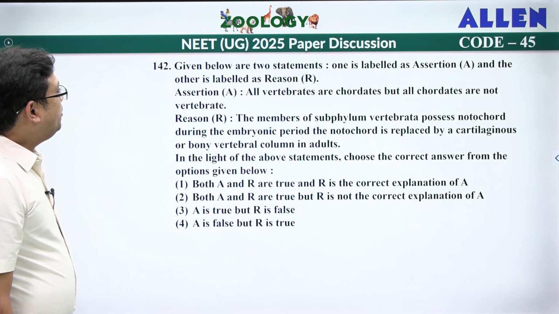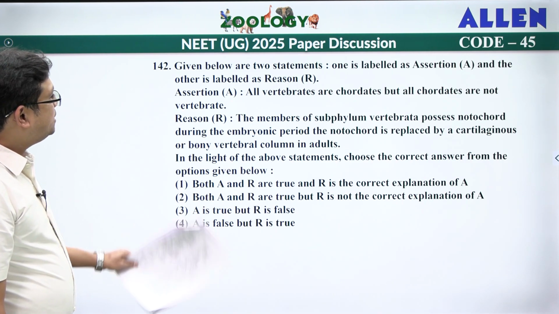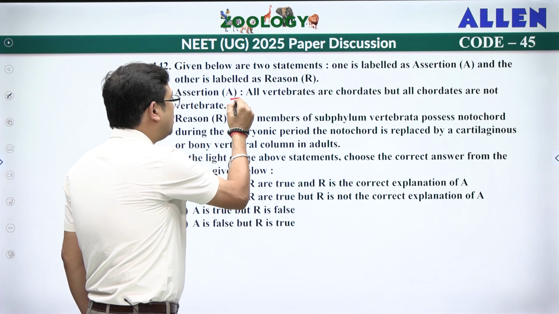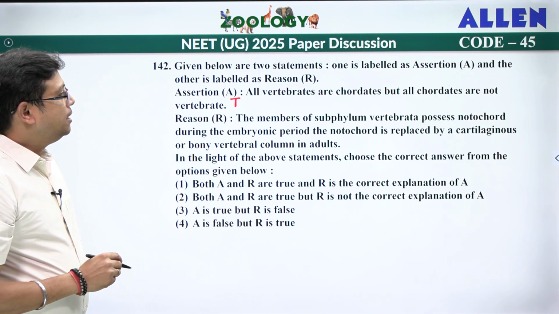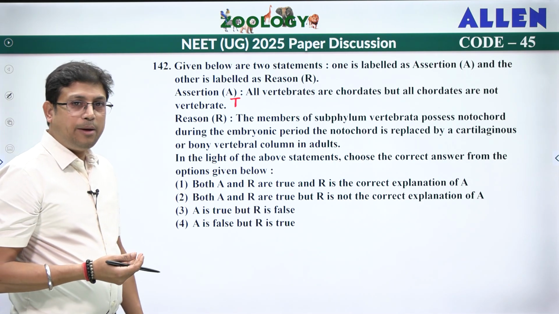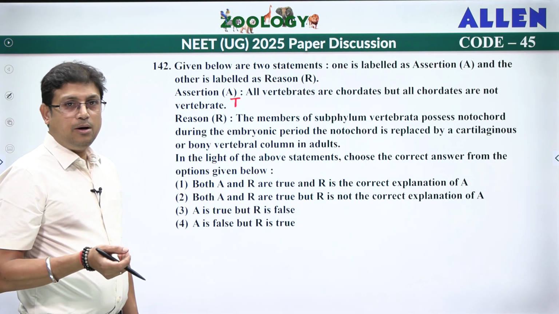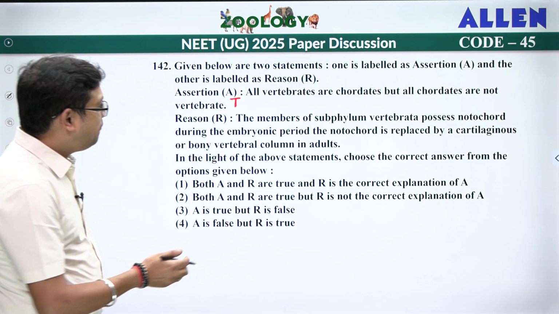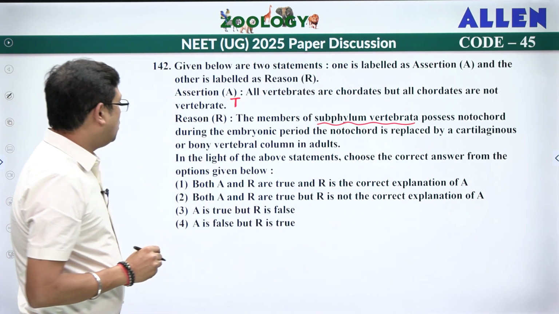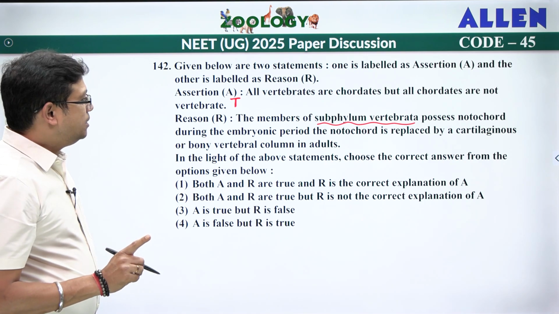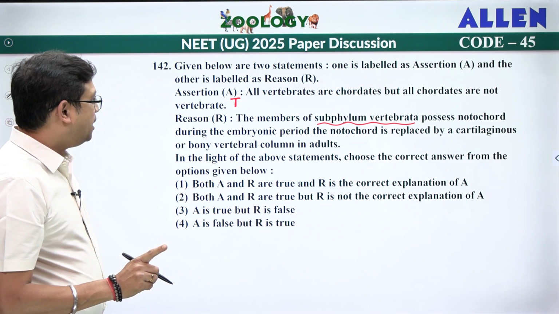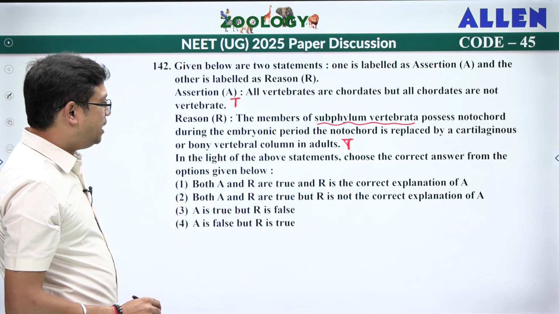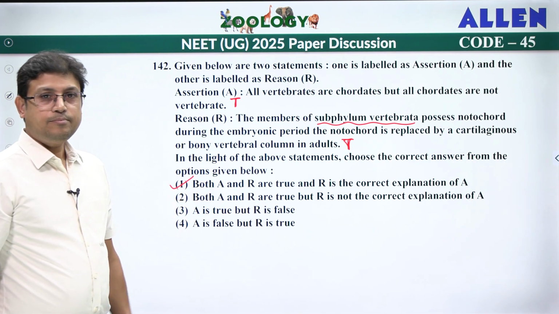Next. Given below are 2 statements. One is labeled as assertion, other as reason. Okay, assertion: all vertebrates are chordates, but all chordates are not vertebrates. Very much true. Because who are vertebrates? Vertebrates are those having a vertebral column, either made up of cartilage or bone. The members of subphylum Vertebrata possess notochord during their embryonic period, and the notochord is replaced by a cartilaginous or bony vertebral column in adults. Very much true, and it is the correct explanation also. So both assertion and reason are true and R is the correct explanation of A, first one. Next.